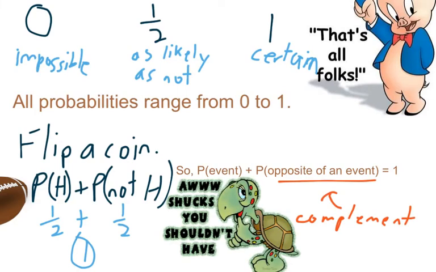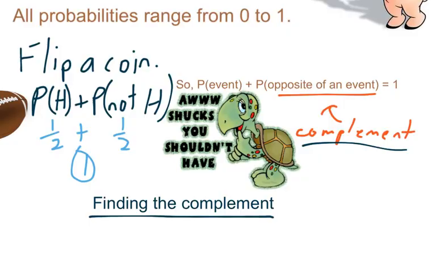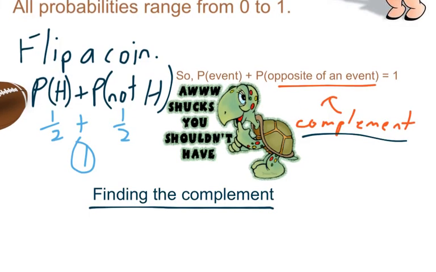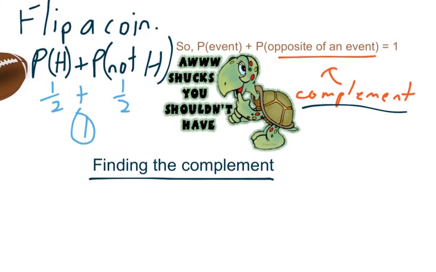No, not that complement. That complement's with an I. And we might need to work a little bit more for this type of complement. So finding the complement is basically you're just taking that probability and subtracting it from 1.